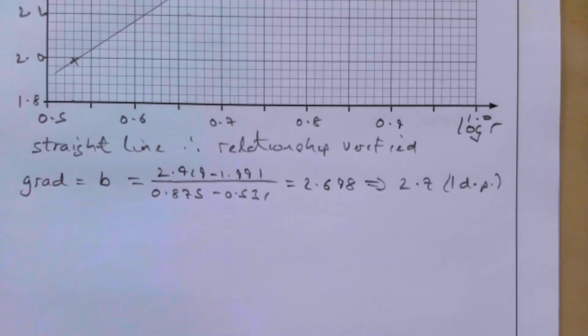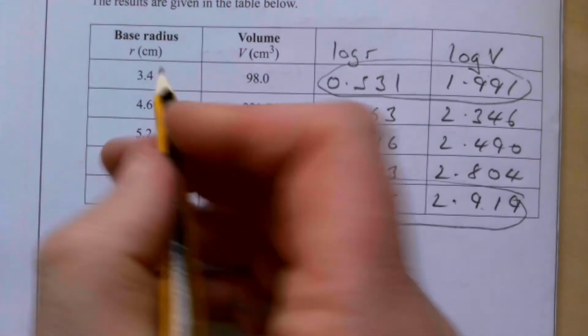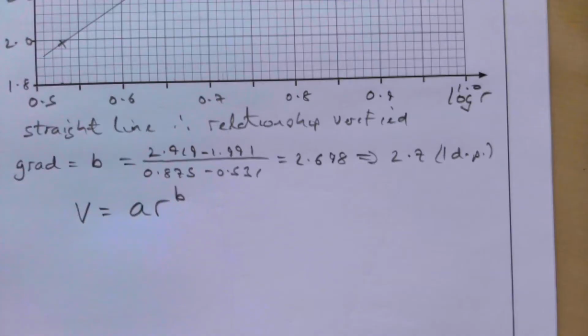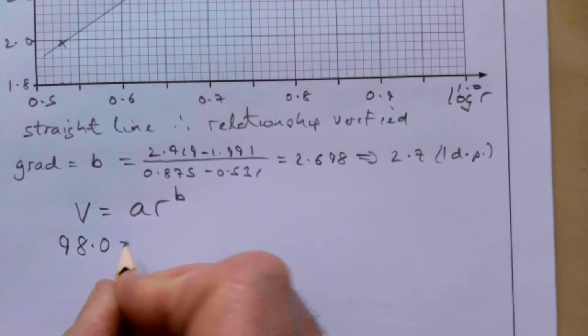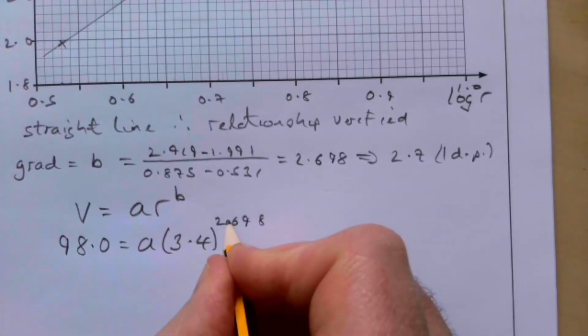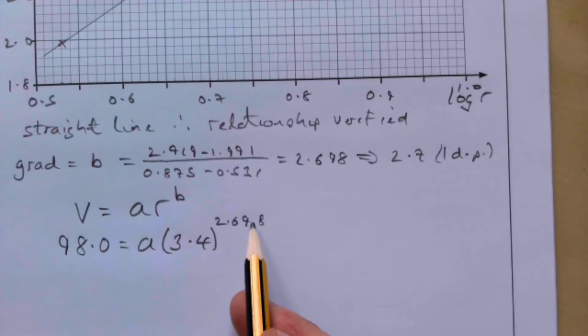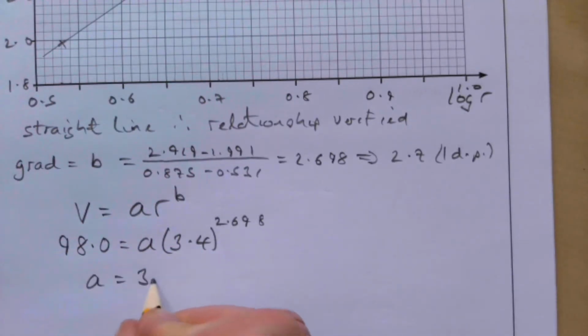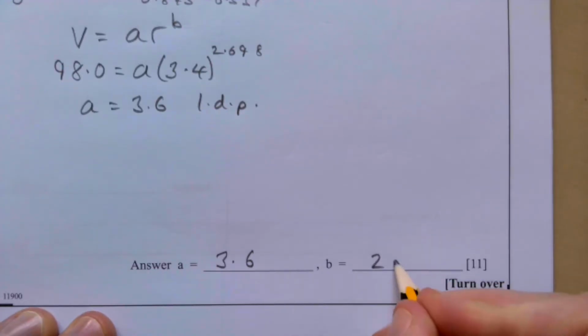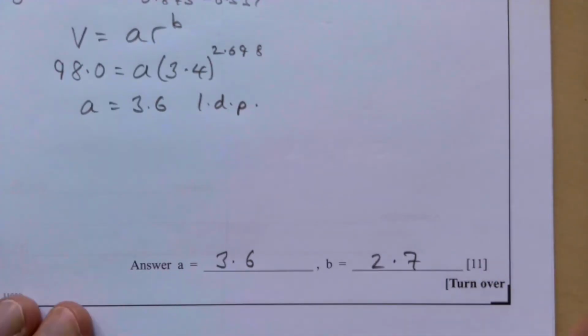value of A, I'm going to go back to the original data, and I'm going to use the 3.4 and the 98 and use V equals A R to the power of B. So that is 98.0 equals A times 3.4 to the power of 2.698. So hopefully you can see what you do. 3.4 to this power, you put that in your calculator, and then you divide through. You get A then is 3.6. That's the one decimal place. Should fill those values in below. And then 2.7. Getting there. So let's see what we get asked next.